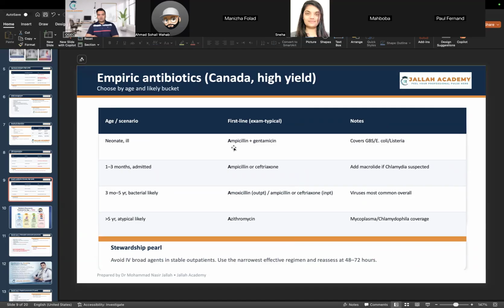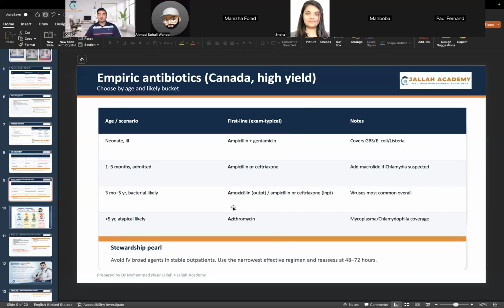Neonate. So for this one, if you notice, A. So this is a mnemonic that I made for it, like 4 A's, based on their age. If you have a baby less than 28 days old, and the patient has pneumonia, ampicillin plus gentamicin. A, ampicillin plus gentamicin.